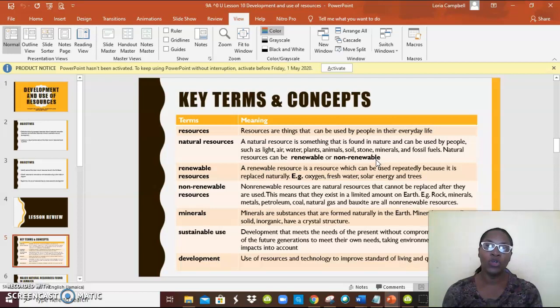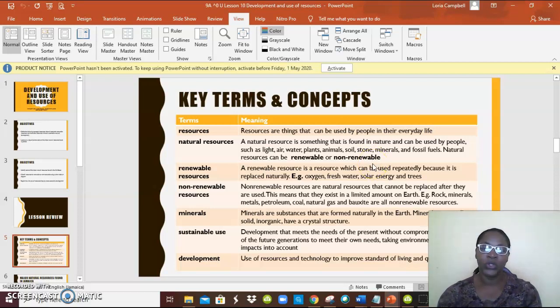Now, when we talk about non-renewable, we're talking about those things where once it's used up, it's finished, it's gone for good, no more to be seen in your lifetime or mine. So the non-renewable resources are like bauxite, coal, oil, those kind of minerals and things. Minerals are, as I just said, like bauxite, limestone, silica, a number of things. They are found within the Earth's surface.